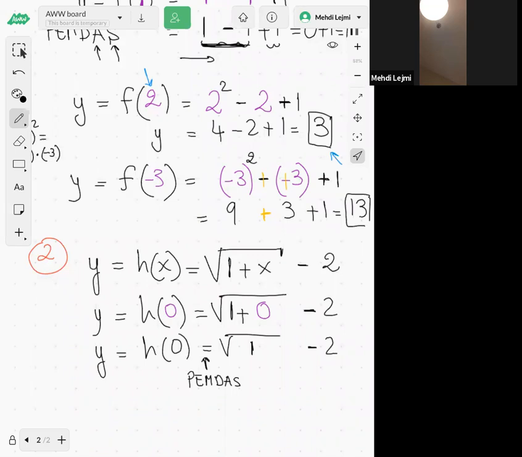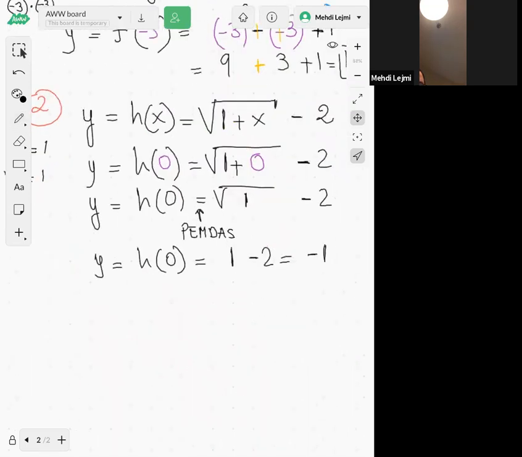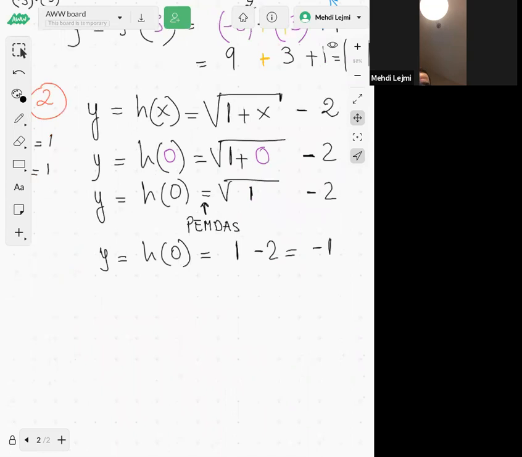Now, what's the square root of 1? Well, 1 times 1 is 1. So the square root of 1 is 1. So h of 0, that's the square root of 1, which is 1, minus 2. So the answer is -1. All right. Next, it's h of 3.